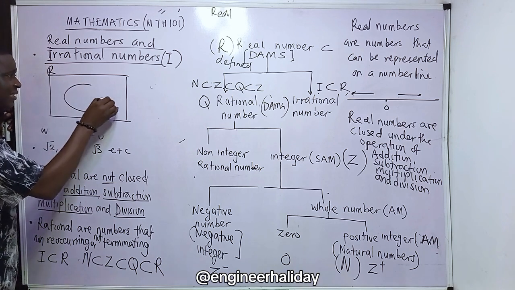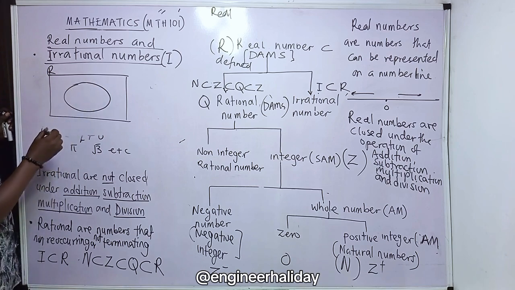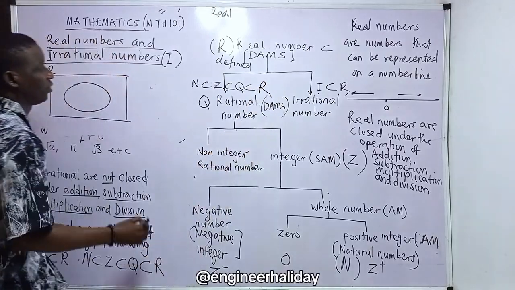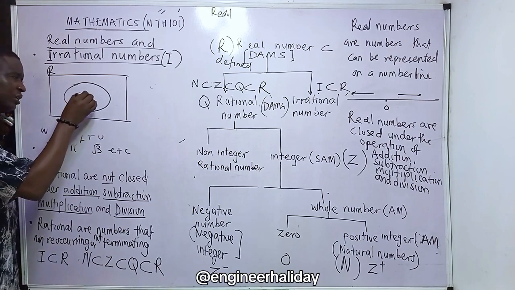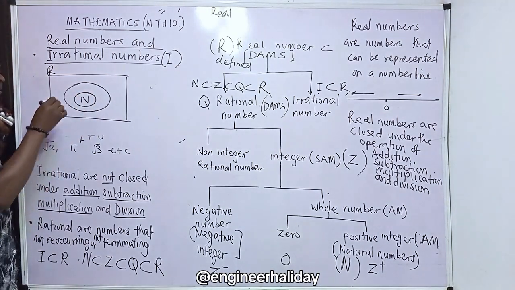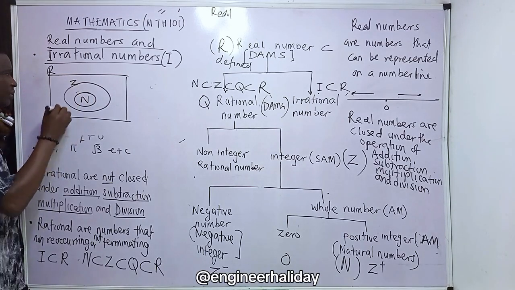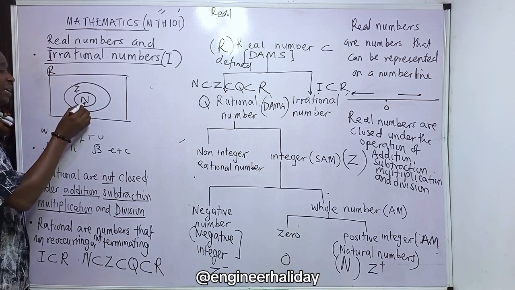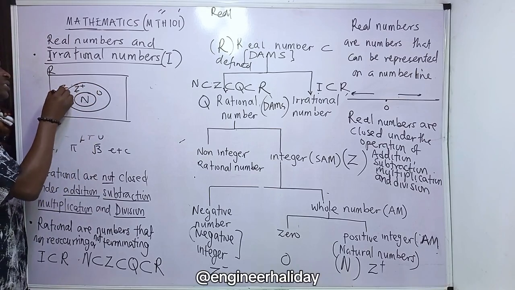Then inside the real number, we have what they called... oh sorry, this one should be real number. Sorry, I said it with my mouth while I was doing another thing. So this one is what? Natural number. Then inside that you have integers. That means this one will not be integers, then that will be natural number. Then inside the integer we now have positive and 0.